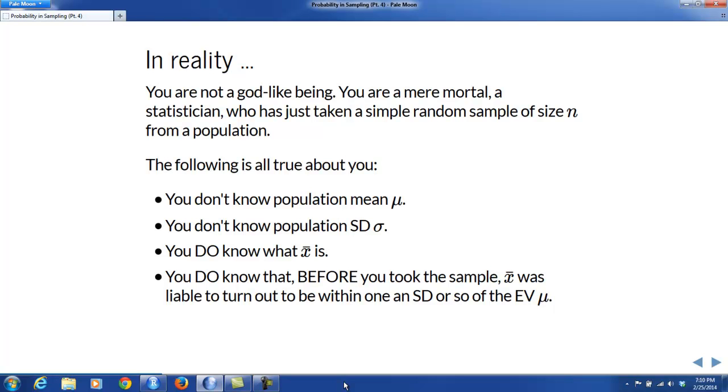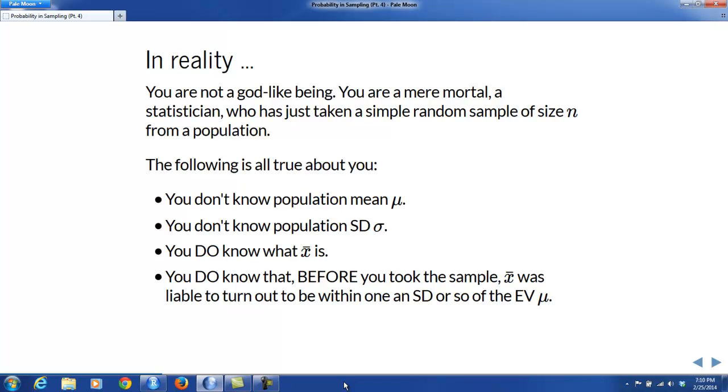So in reality, you are not a godlike being, as we've been considering in our examples from probability in the last video lecture. You're just a mere mortal, a statistician, and you've taken a simple random sample of size, let us say n, from some population. So the following things are all true about you. You don't know the population mean, mu. You don't know the population standard deviation, sigma. However, you've taken the sample, and you can compute from the sample various statistics. In particular, you can compute the sample mean x bar. So you do know what x bar is.